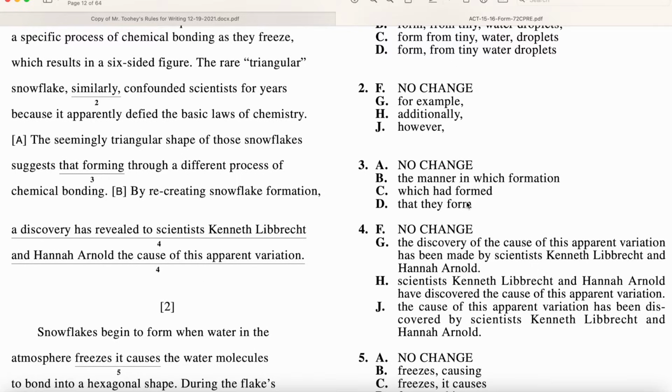Right? The others have, like answer choice A says, a discovery. That's what follows the descriptive phrase. The discovery didn't recreate snowflake formation. That's for F and G. And then J says the cause, right? The cause of this variation didn't recreate snowflake formation. No, it's the scientists. Yep. Does that make sense? Yes, sir.